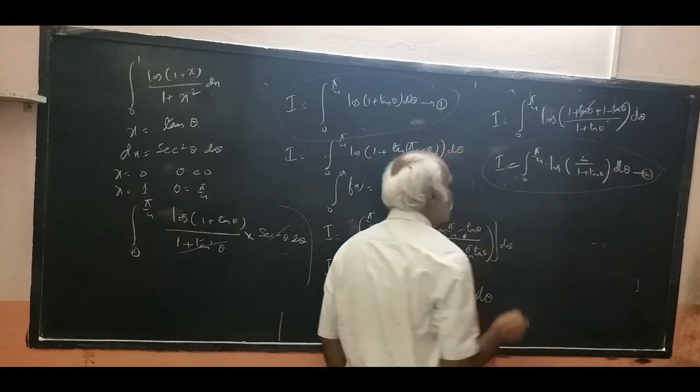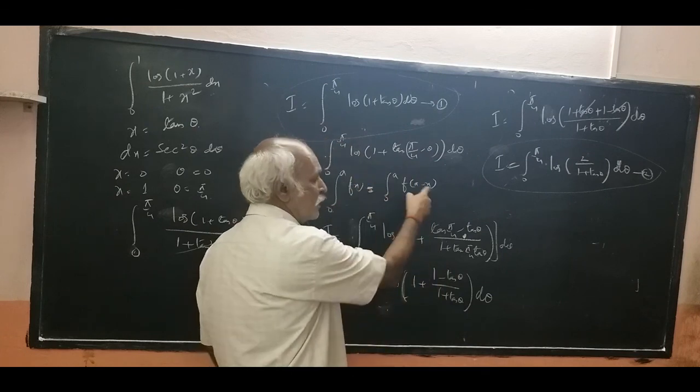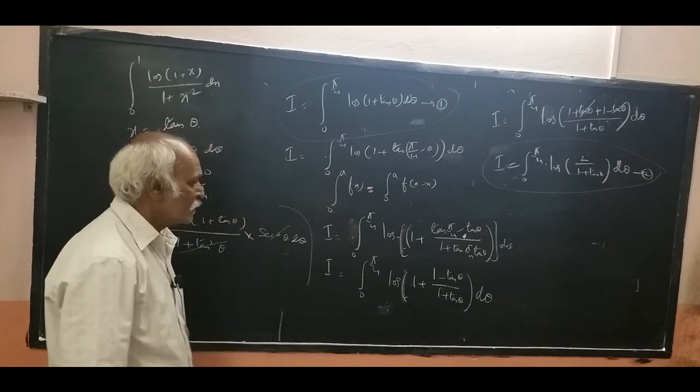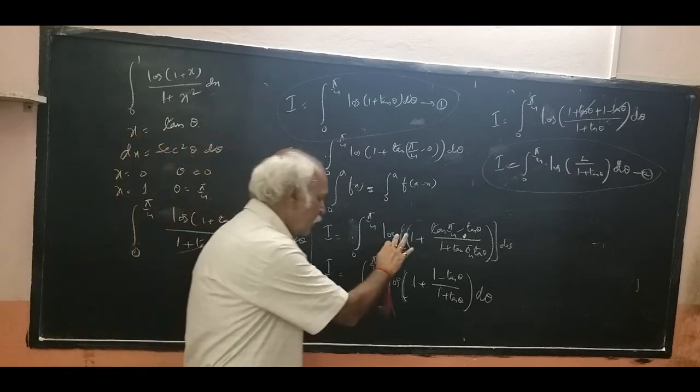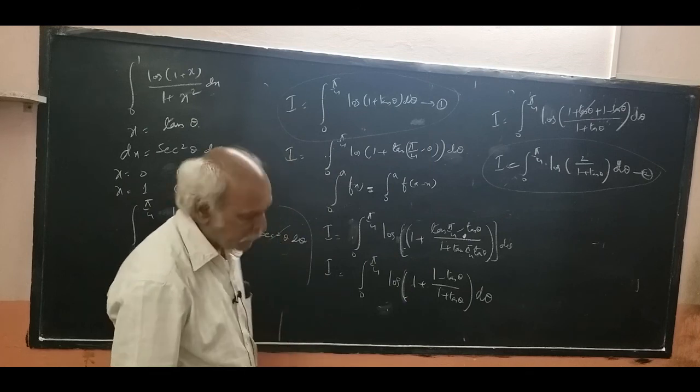So what I have done? I have applied this formula, f of x is equal to f of a minus x formula. Apply this, then you have taken tan 45 is 1. So I have taken LCM, cancellation has come. Okay, now copy up here.